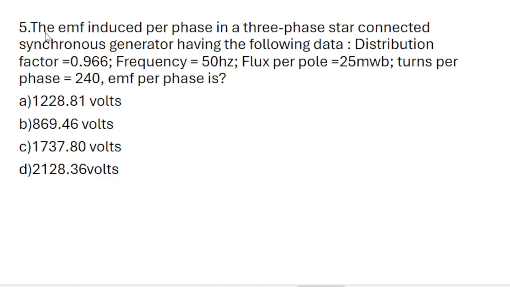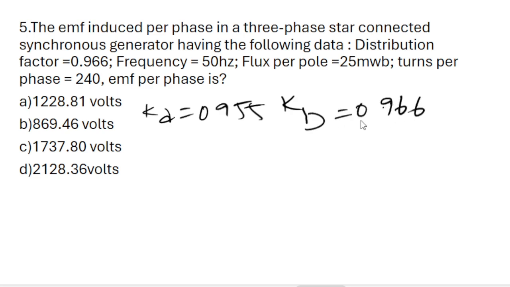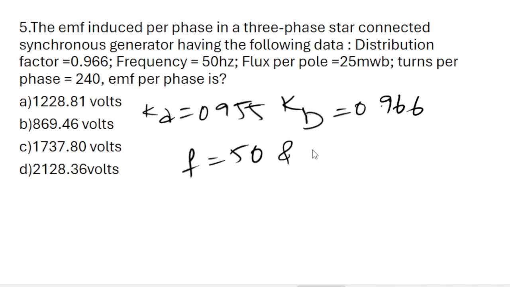Next question. The EMF induced per phase in a three-phase star-connected synchronous generator having the following data: distribution factor Kd is equal to 0.955, coil span factor 0.966, frequency f is equal to 50 Hz, flux per pole is equal to 25 milliweber, which is 25 into 10 to the power of minus 3 webers, turns per phase is equal to 240. Here we are asked to find the EMF per phase.